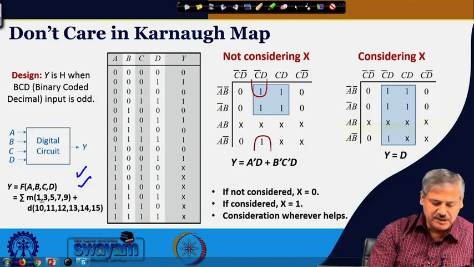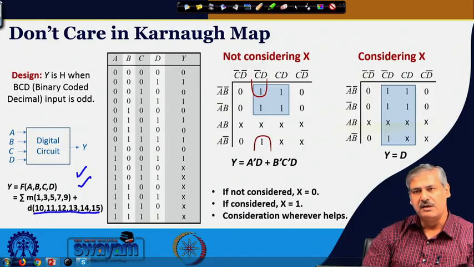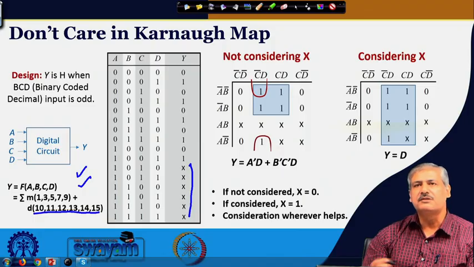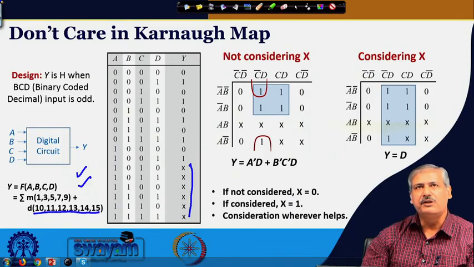Minterms 1, 3, 5, 7, 9, and these are the do not cares, 10 to 15. In the truth table, though, they go as an X. X means it could be either way, 0 or 1, we do not care actually. Okay. So, in the Karnaugh map mapping, how will it reflect?